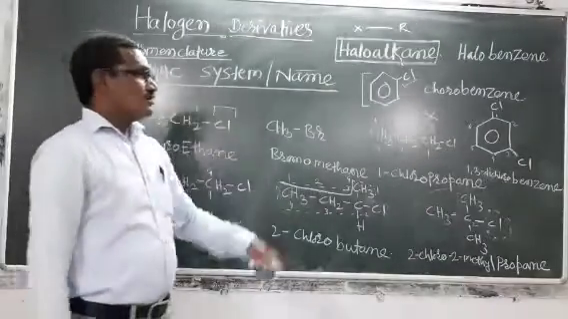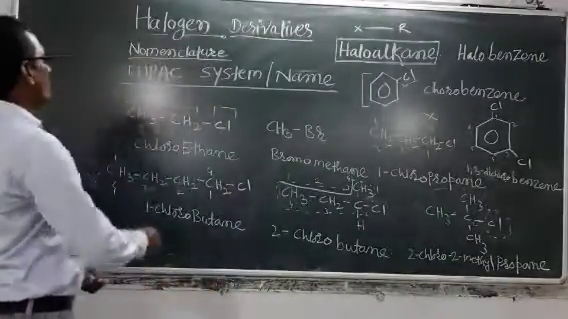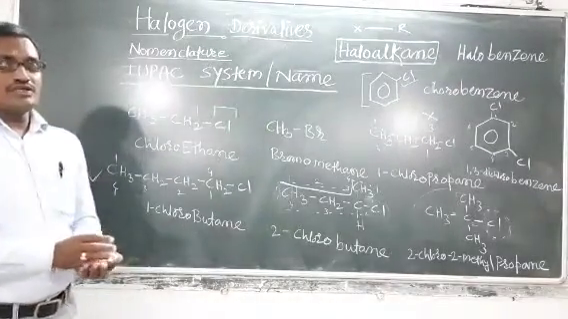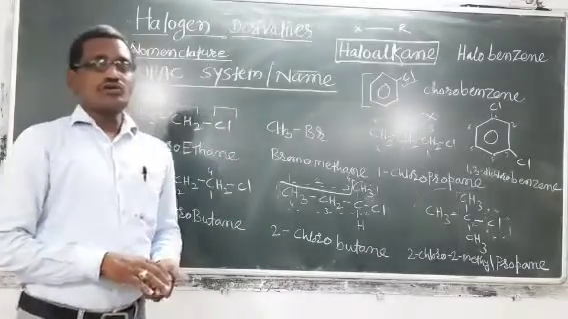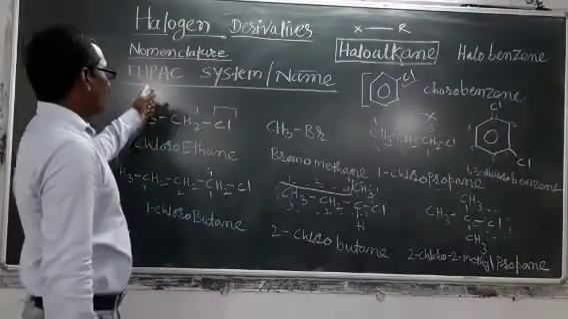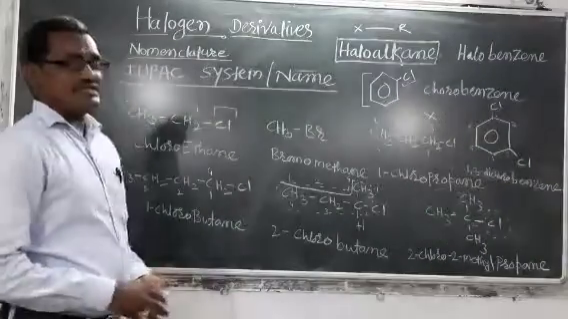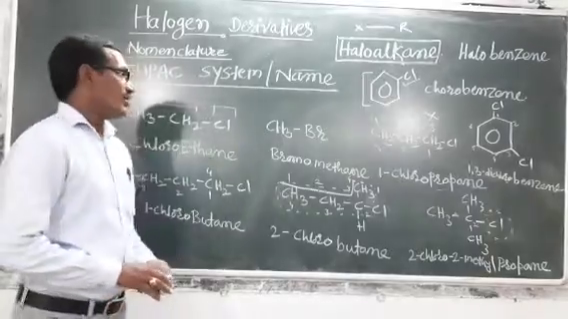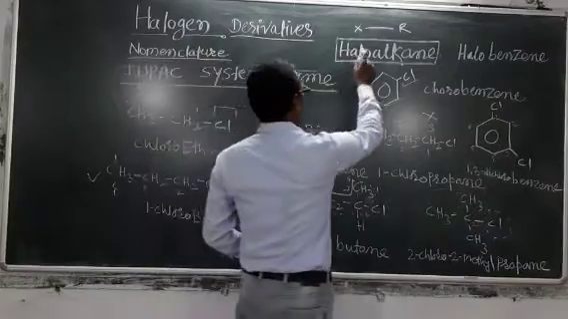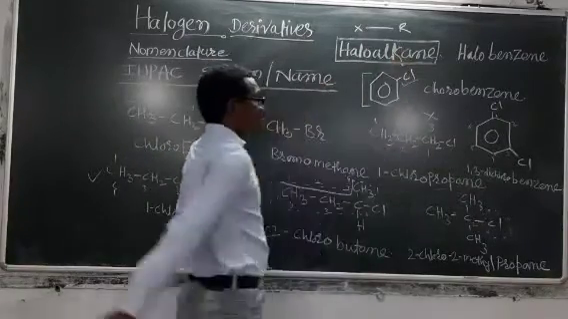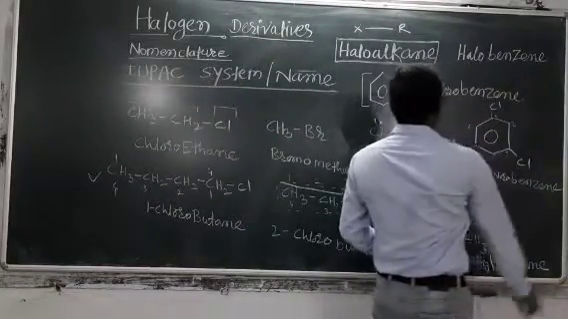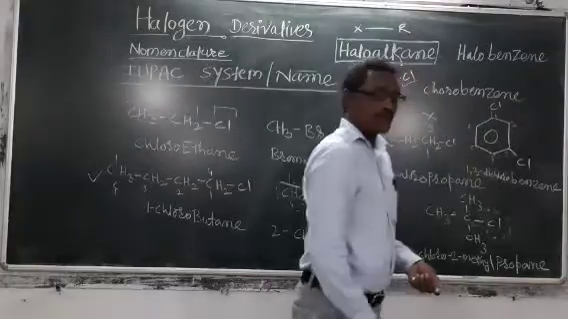Like this, we have studied the nomenclature of halogen derivatives in two ways: according to the common system and according to the IUPAC system. In the common system, we give the name as an alkyl halide, and in the IUPAC system, we give the name as a haloalkane. And if there is an aromatic ring, then it is named as a halobenzene. Here we have studied two examples.